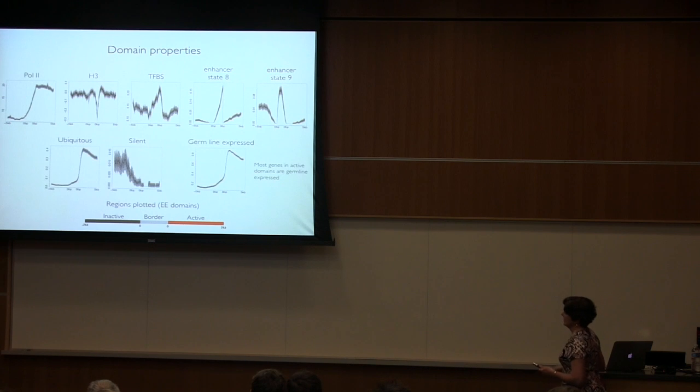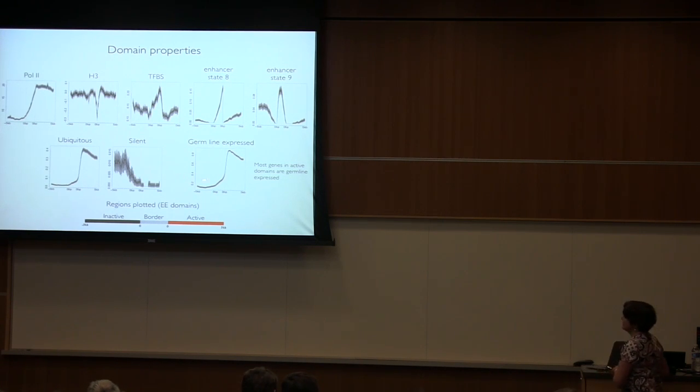So what about the types of genes that are in these domains? We found, again not surprisingly, that ubiquitously expressed genes are mostly in active regions. Genes that we classified as silent, because they were basically not detectably expressed at any stage, are in inactive domains. But quite strikingly, genes that we could annotate as germline expressed were in active domains. Not only that, most genes in active domains we could annotate as germline expressed. In the best annotation that we could find, using maternal gene expression, 85% of active domain genes have maternal expression, and it's likely to be higher because the annotation is likely to be incomplete. So it may be that every gene in active domains is expressed in the germline.